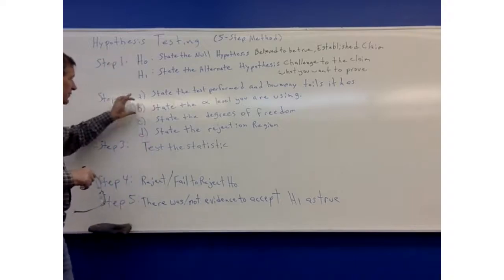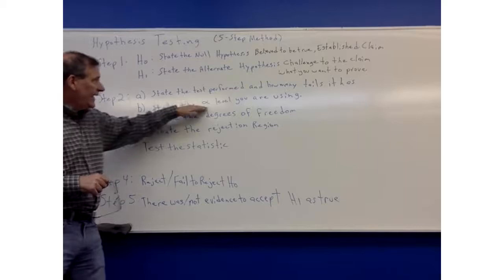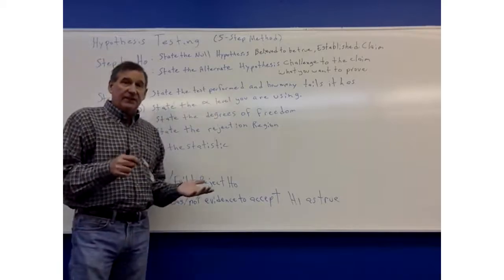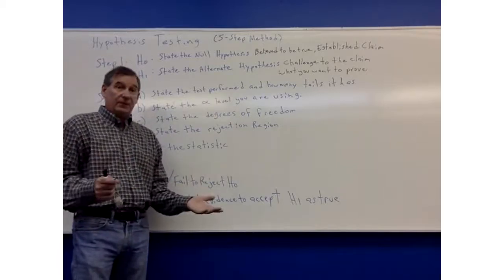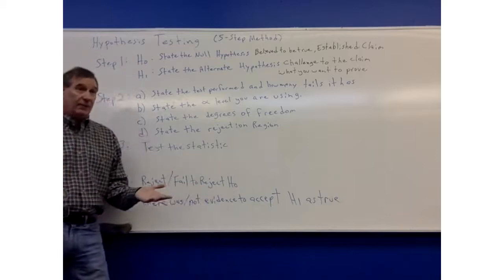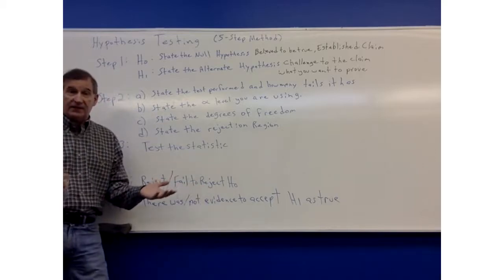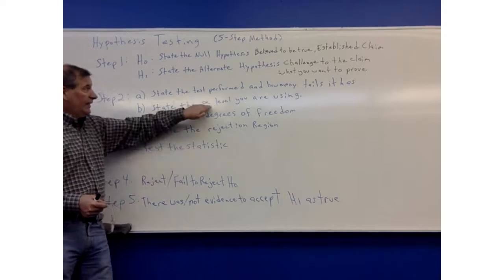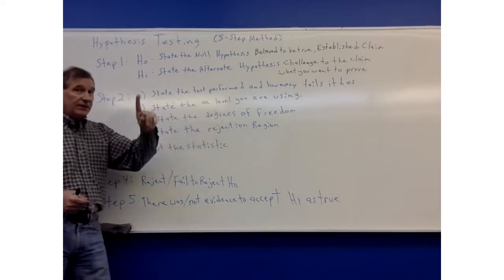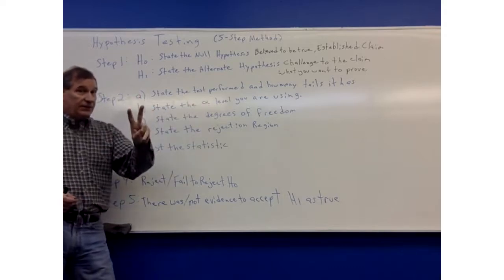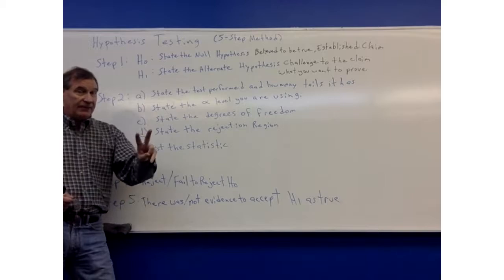Now, 2B, state the alpha level you're using, this level of significance. I've used the words level of significance before. I've used the letter alpha before. I used alpha over 2 when I was talking about confidence intervals. We're going to treat it as alpha when it's a 1-tail test, alpha over 2 when it's a 2-tail test. We've got to chop it in half when it's a 2-tail test.